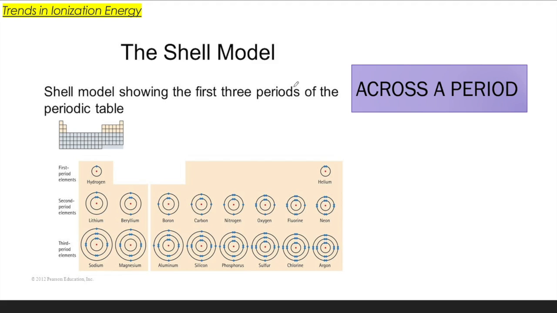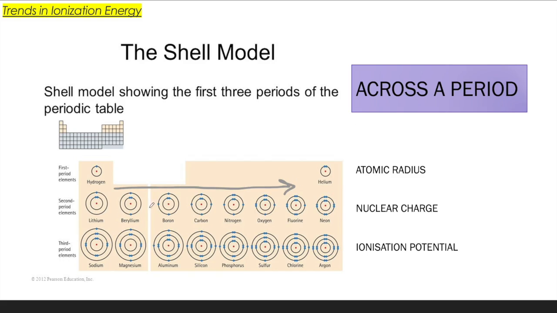To understand what happens to ionization energy across a period and down the group, the 2 important factors that we look at are the atomic radius and the nuclear charge. So across a period, when we go from left to right, we have learnt that the atomic radius decreases, and that happens due to the increase in nuclear charge. If the nuclear charge increases and the size of the atom decreases, the valence electrons or any electrons in the outermost shell are pulled more strongly towards the nucleus.